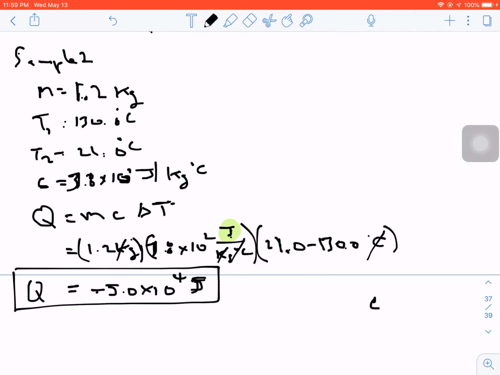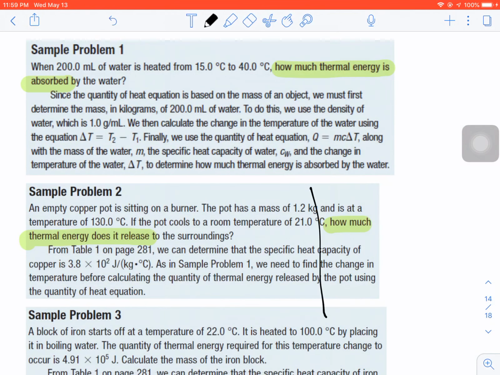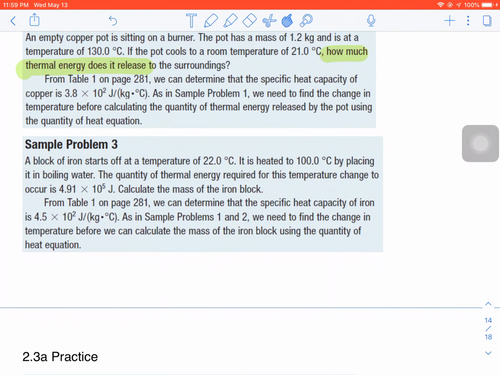Okay, sample problem number 3. A block of iron starts at 22 degrees C and is dropped into boiling water where the iron will go up to 100 degrees C.